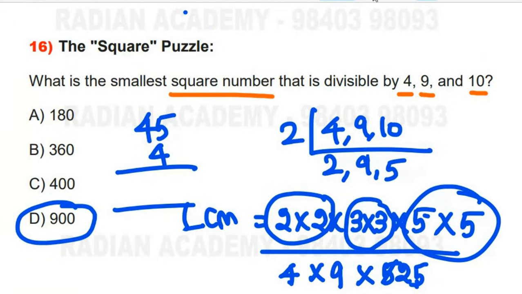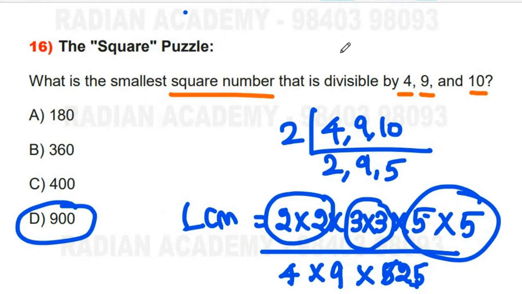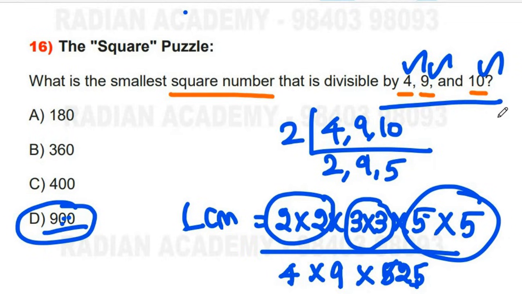Sir, but they're asking not for 25, sir. They're asking for 10 only, sir. That is divisible by 4, 9 and 10. Not 25. Sir, so none of the options are correct. No, no, this is the correct answer. 900 is divisible by 4. 900 is divisible by 9. 900 is divisible by 10. What is your doubt? You tell me, you can't understand.